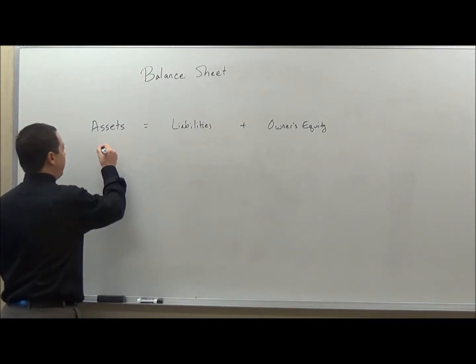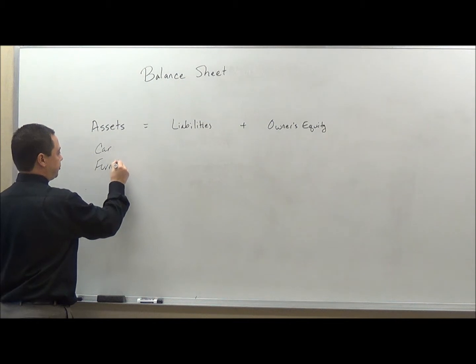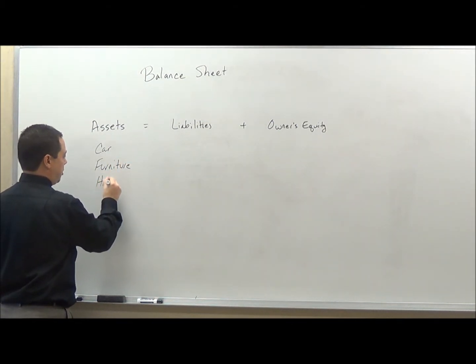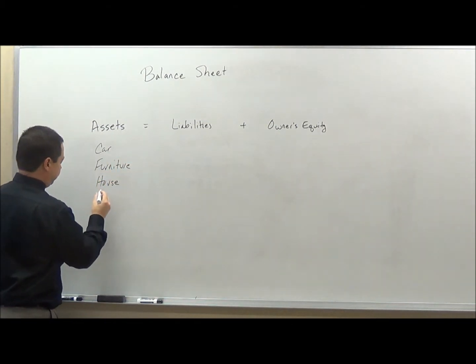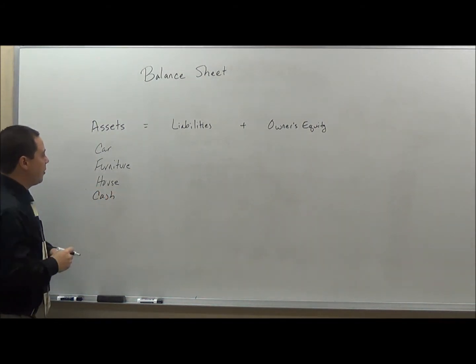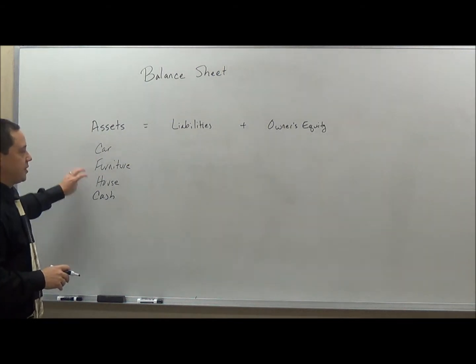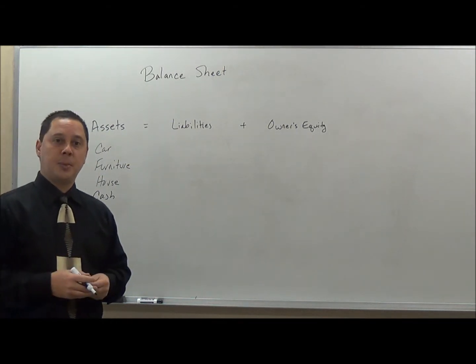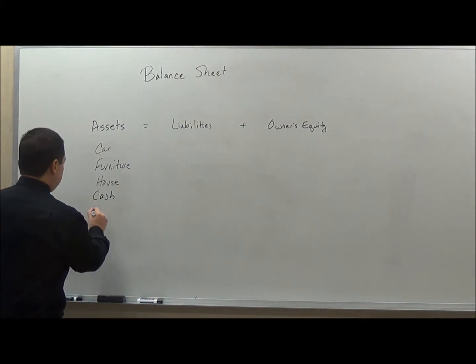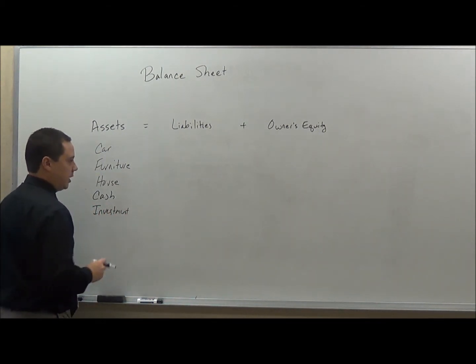So we have car, furniture, a house. You also may have cash. Those are some of the things that you may have as your assets. Obviously, there are a lot more assets that you may have. You may have investments and those types of things. And those are tangible and intangible.